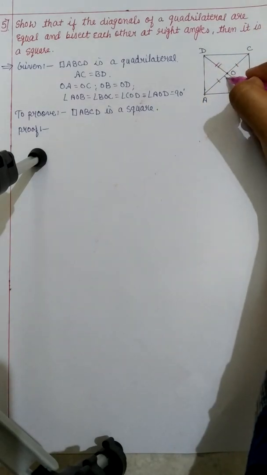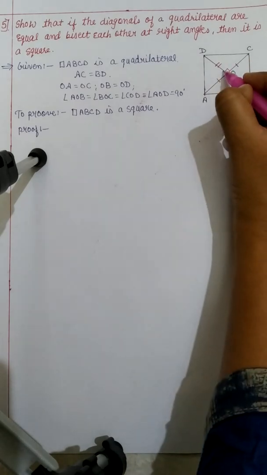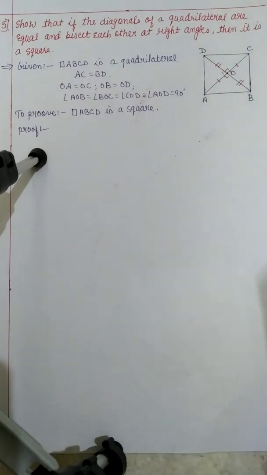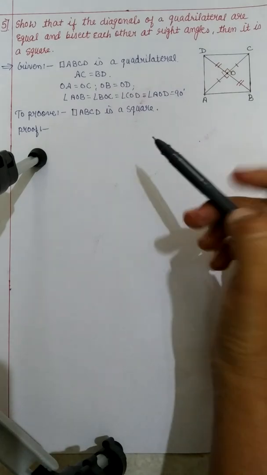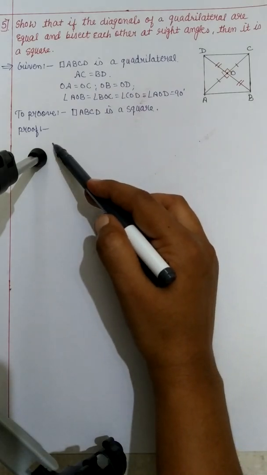At right angle means this center angle we are having it as 90 degree each. Okay, all the angles will be 90 degree each. Now coming to the part of proof.